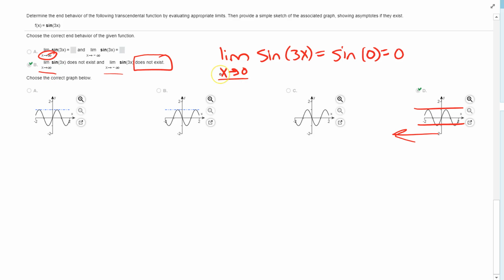The end behavior is a little bit different than the limit at a point. It is a continuous function, but it doesn't have an asymptote. It doesn't have a horizontal asymptote.